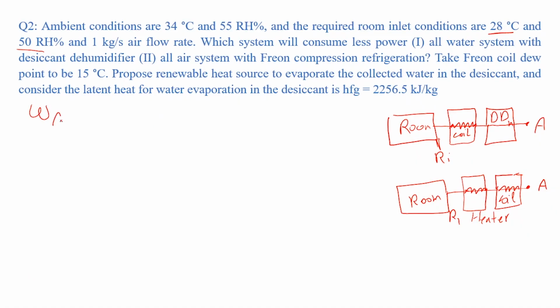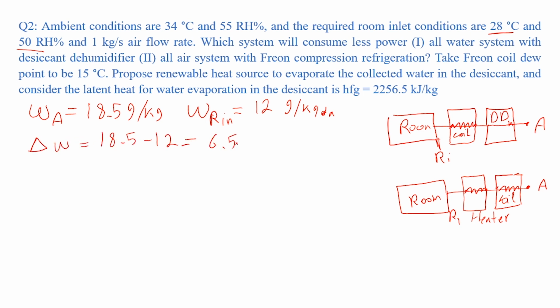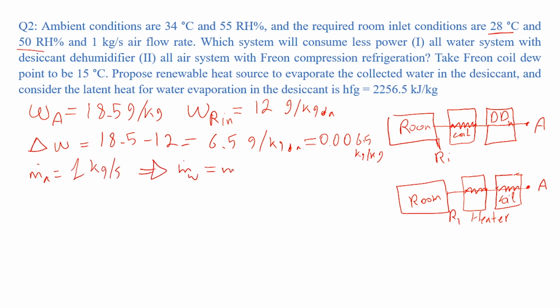Omega for ambient is 18.5 gram water per kilogram air, and omega for room inlet is 12 gram water per kilogram air. In this case, the drop in omega, delta omega, will be 6.5 gram of water per kilogram of air. We have to change it into kilogram per kilogram for the calculations. Since the mass flow rate of air is 1 kilogram per second, the mass flow rate of water will be mass flow rate of air multiplied by delta omega.